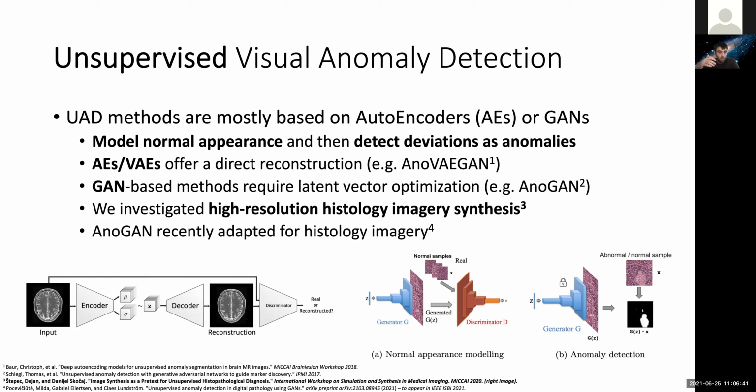A clear example of such methods that was recently published is the AnoGAN method, which is one of the first methods that implements this paradigm. Unsupervised anomaly detection approaches are not well researched in the medical domain. We have already explored in the last year's MICCAI conference high resolution histology imagery synthesis for normal appearance modeling. This is basically this part of the AnoGAN framework.